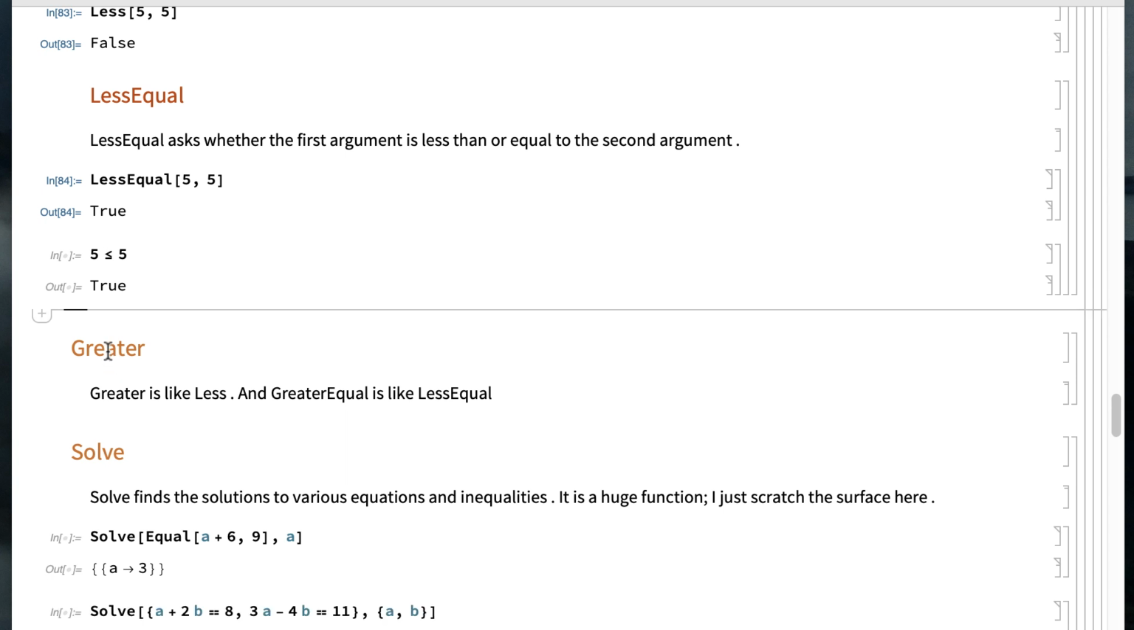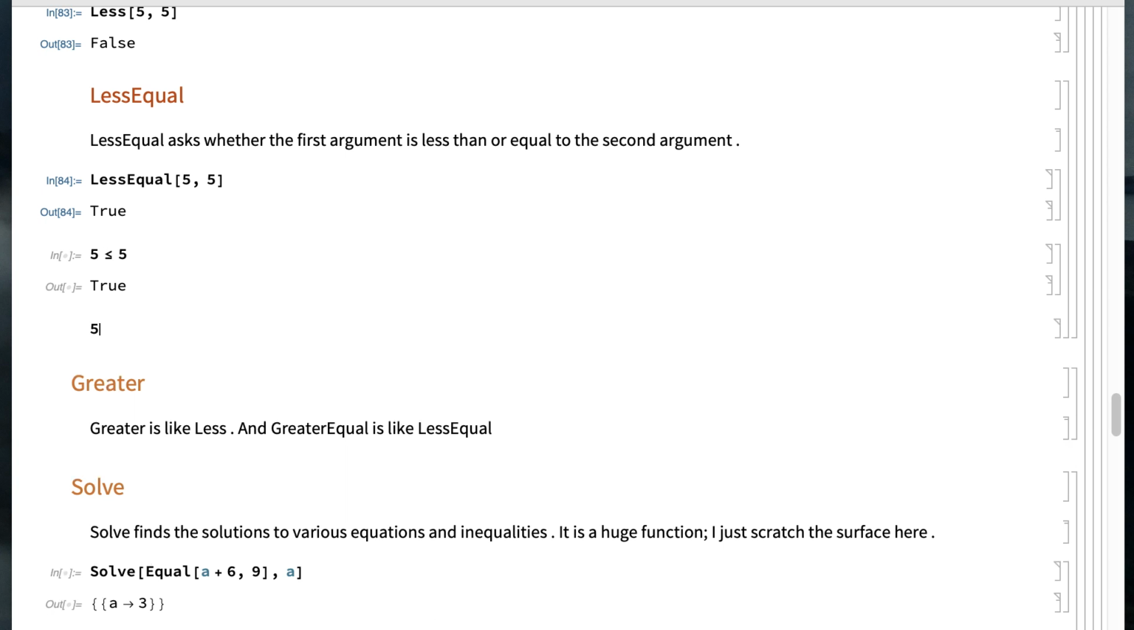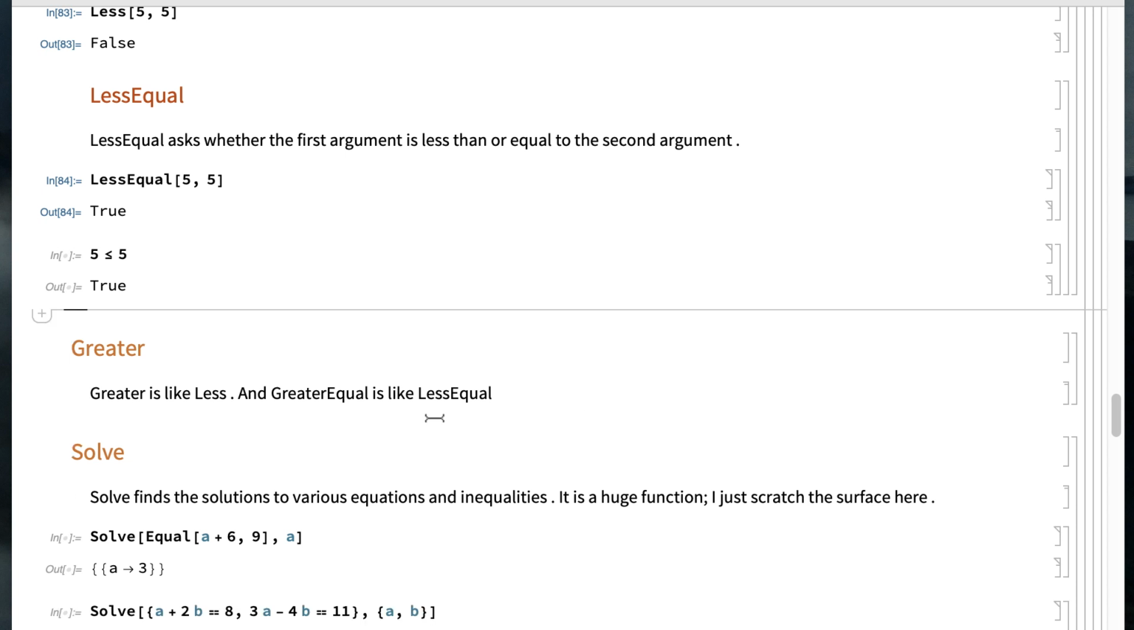How do I make that symbol? Watch. 5. I'm hitting that angle bracket, and I'm hitting an equal sign. And now the front end is smart enough to say, oh, you just made a less than or equal to sign, and so I'll help you out and get it pretty. All right. Greater. I hope I don't have to go through this. Greater is like less, and there's another one, GreaterEqual, like LessEqual.